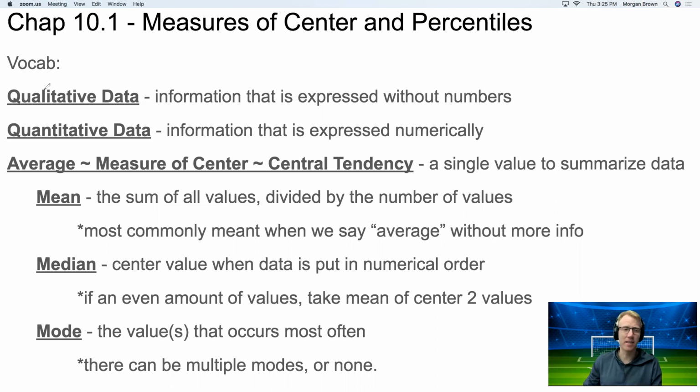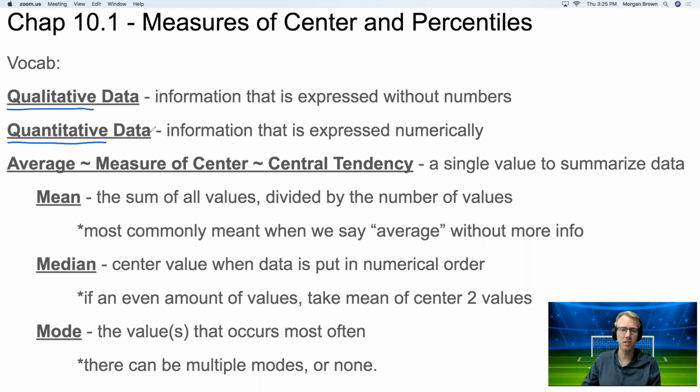So two different kinds of data. One is qualitative data and one is quantitative data. Qualitative data is things that you can go collect, but they don't have a numerical component. For example, if you ask people what their favorite color is, you can organize the data, you can make charts and graphs about it, but it's non-numerical.